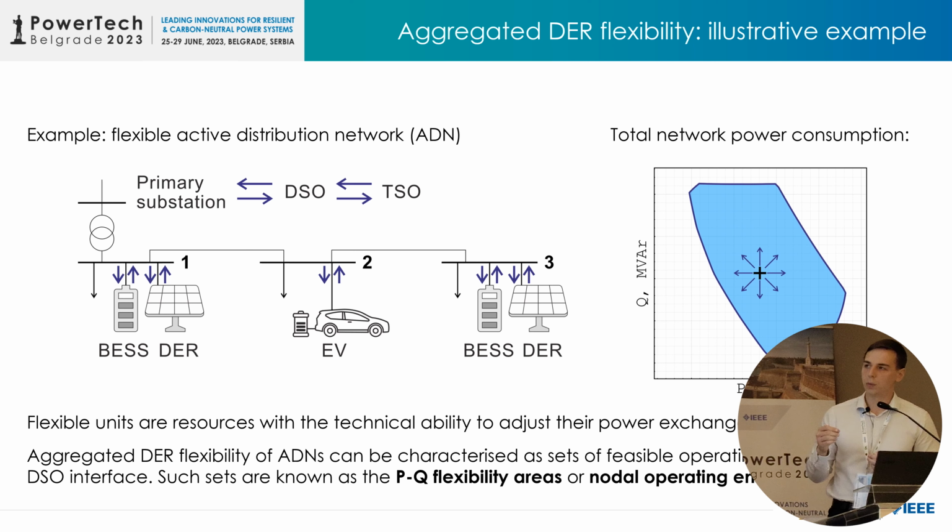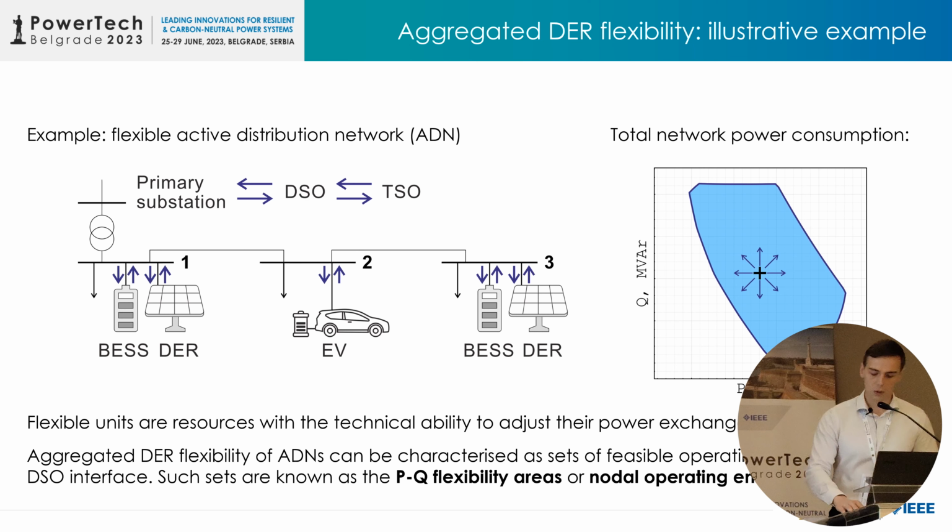One very popular concept is called PQ flexibility areas, or in some papers it is called nodal operating envelopes. You can see one example of such envelopes here, shown by this blue area. The point is that now we can change our flexibility, we can change the total consumption of the network. So these flexible resources can either increase their flexible power output or consume more flexible power. The question is how to compute these aggregated PQ flexibility areas.